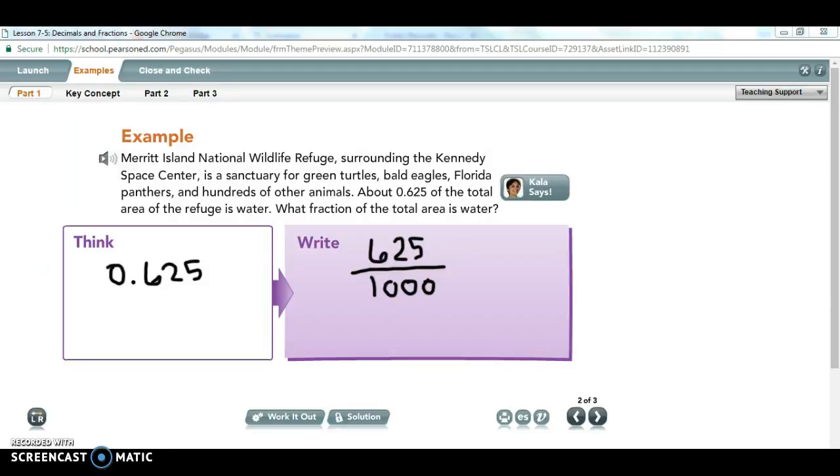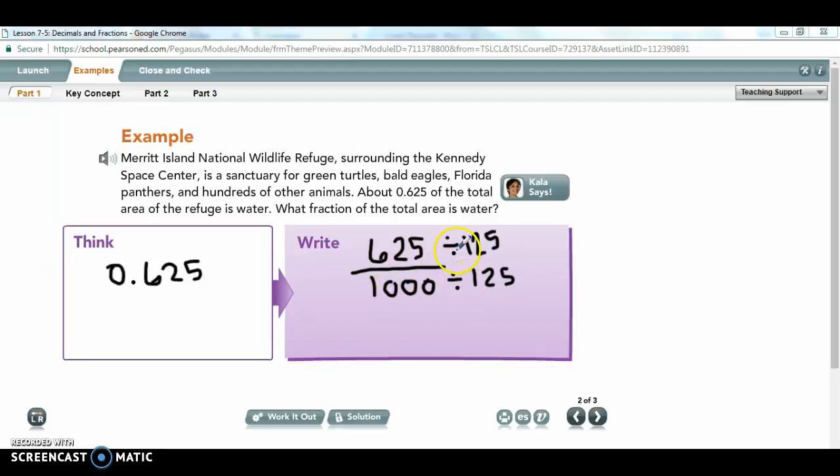What we then want to do is simplify. 625 and 1,000 can both be divided by 125. If you didn't know this, you can choose a lower number. Maybe you said that they can both be divided by 25. Start with that. You'll just have to simplify more times.